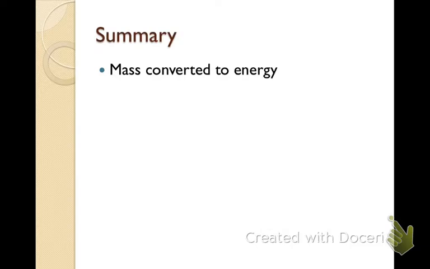So to summarize, mass is converted to energy. A whole bunch of energy is being released by fission and fusion reactions.